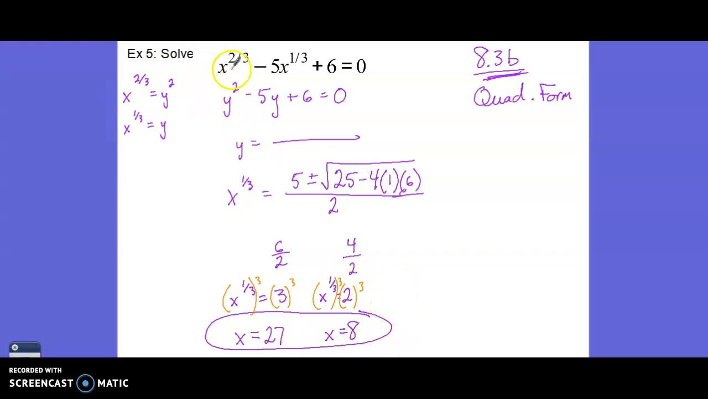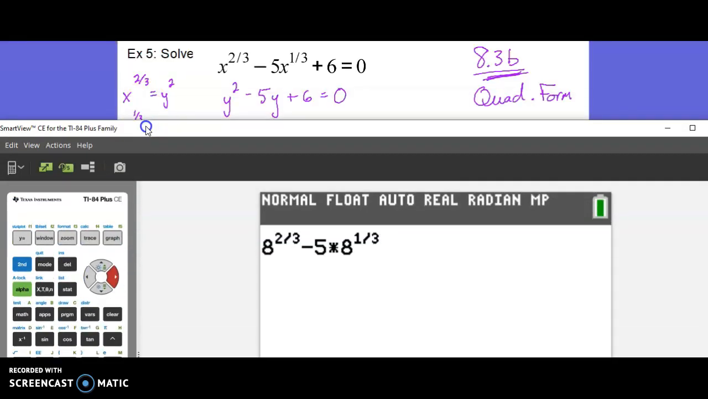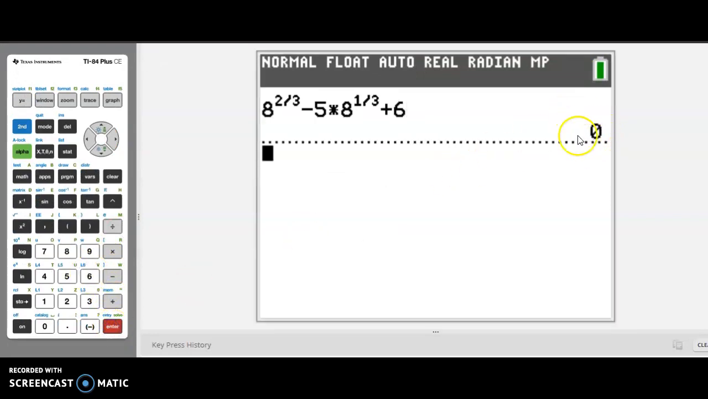And please don't forget, you can check your work. If you were to plug in 27 or 8 for both of those x's, we have the time. 8 to the 2/3 power, minus, it was 5, wasn't it? 5 times 8 to the 1/3 power, and then plus 6. I'm glad I checked that out. And I know I'm right because I got 0.